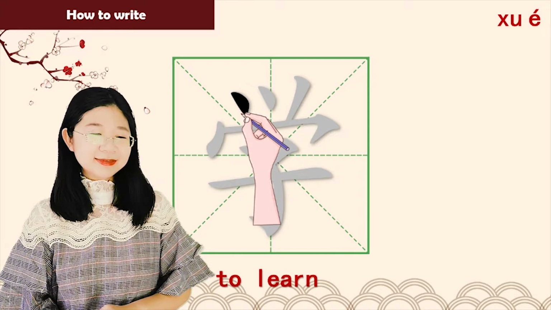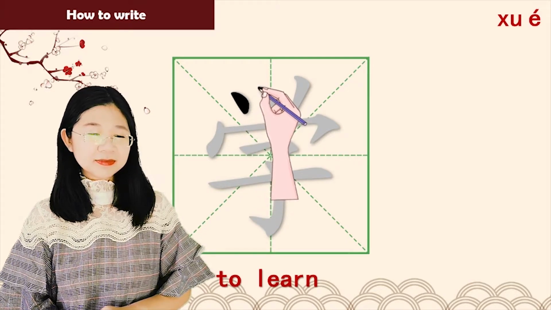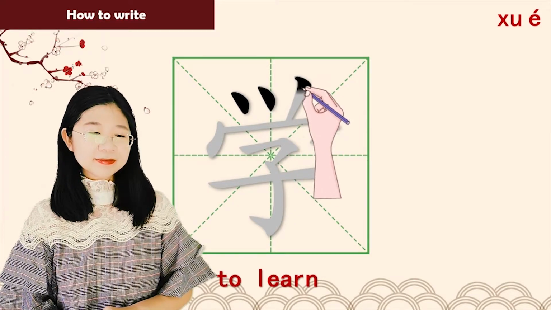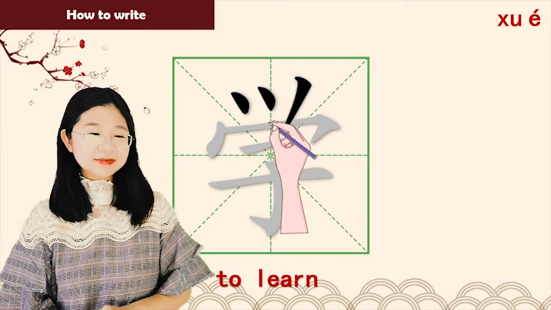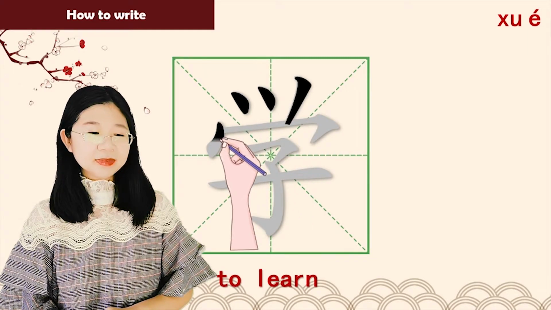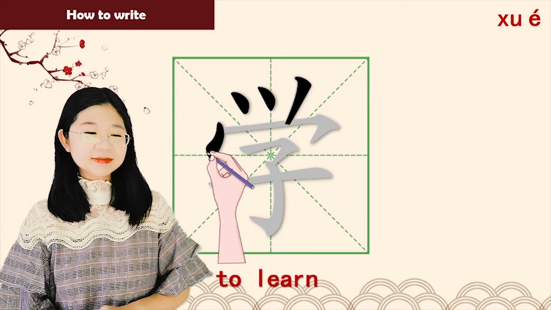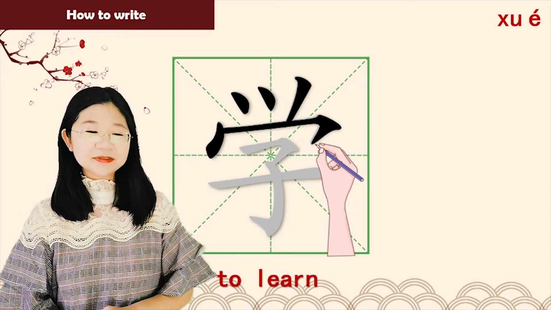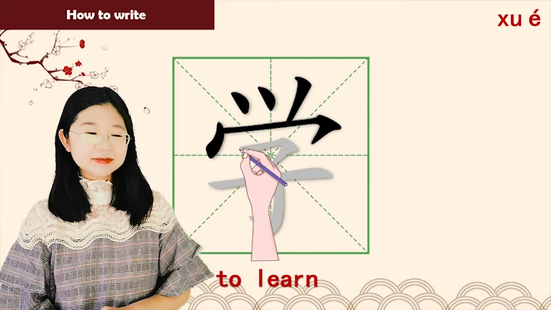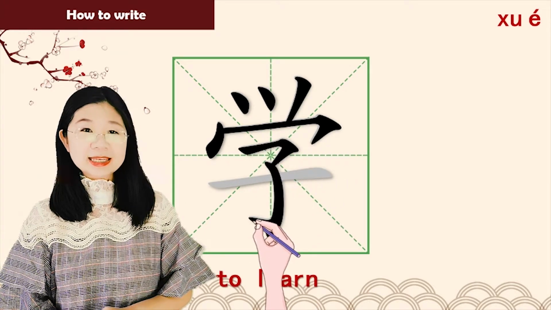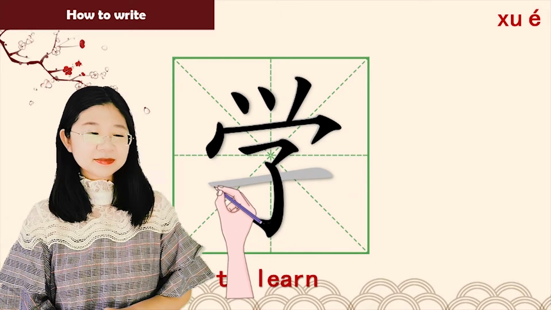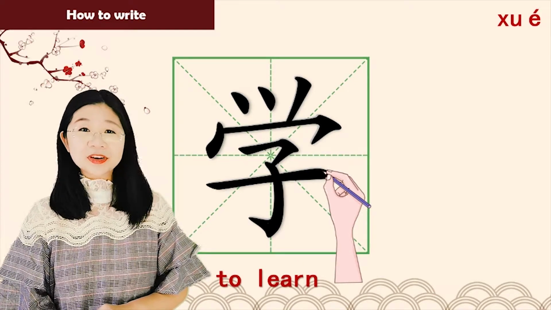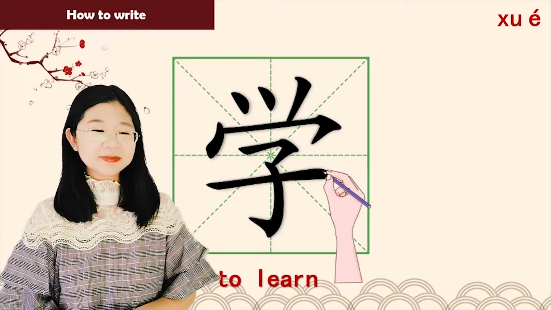1, 2, 3, 4, 5, 6, 7. So there are 7 strokes in this character.